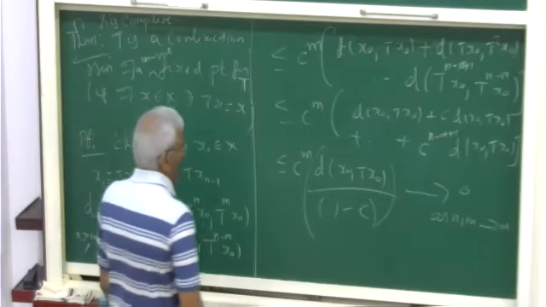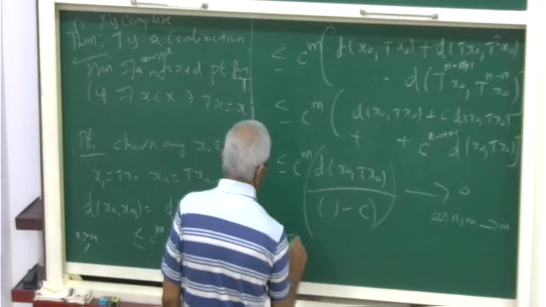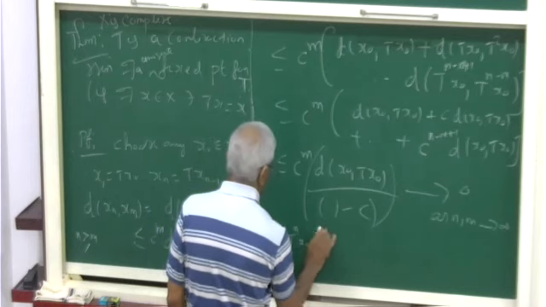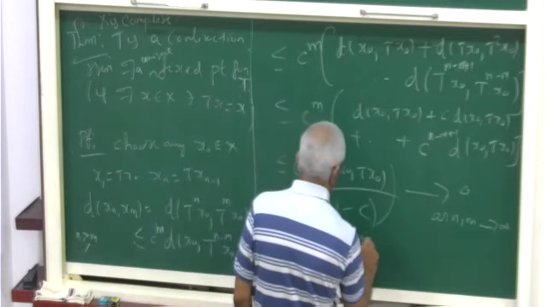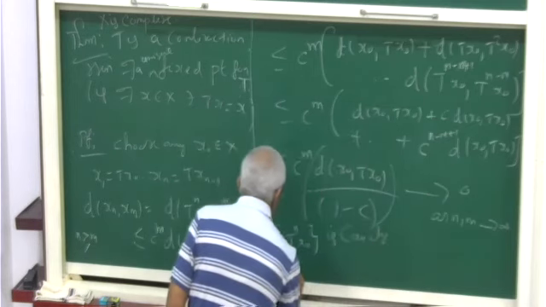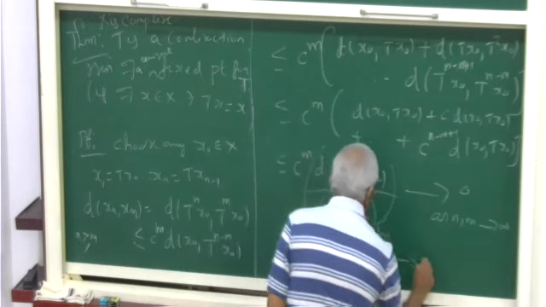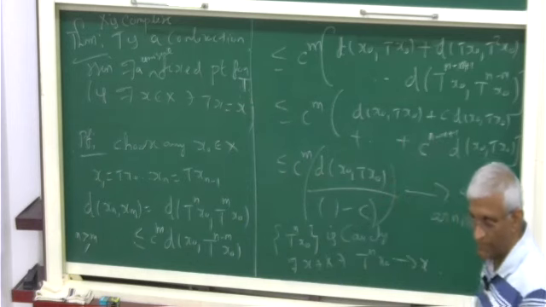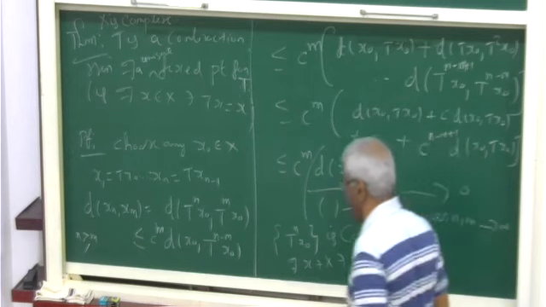So this implies xn is Cauchy, T power n x naught. This is what xn is. So there exists an x such that T power n x naught converges to that x. Now this is the fixed point. You just have to verify that this is the fixed point.